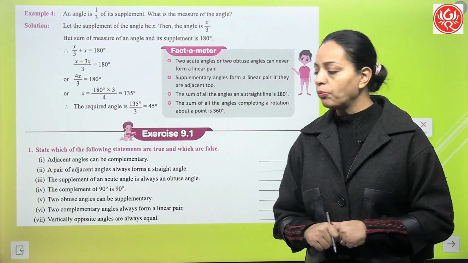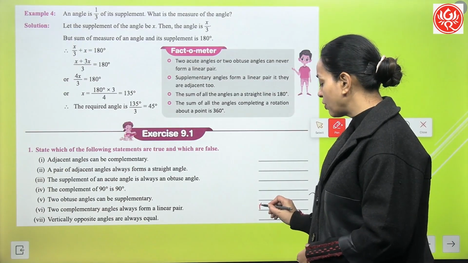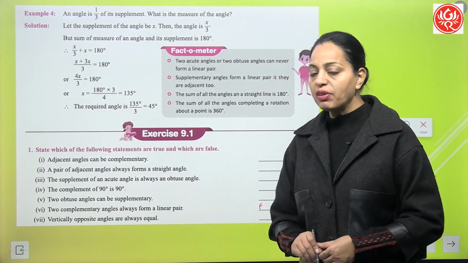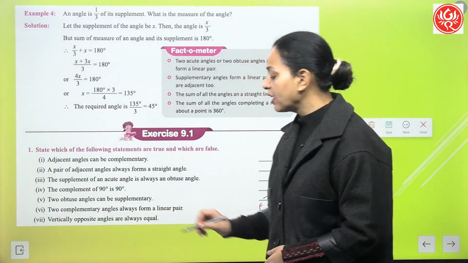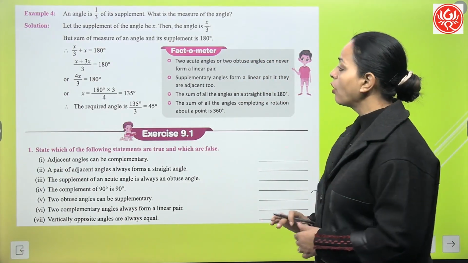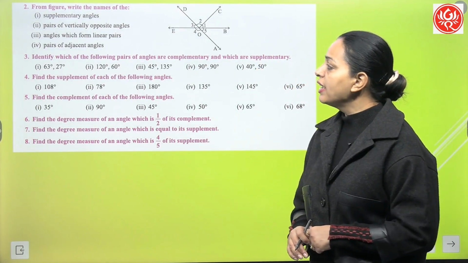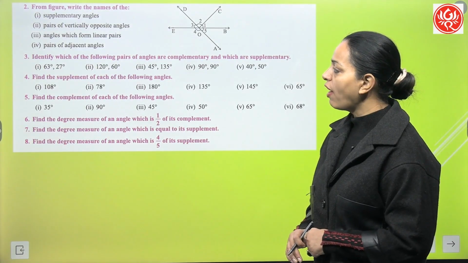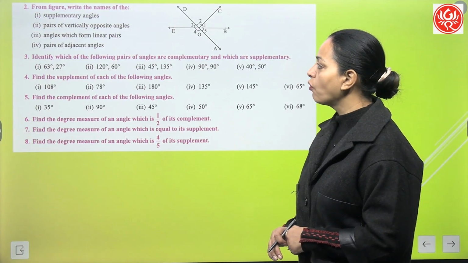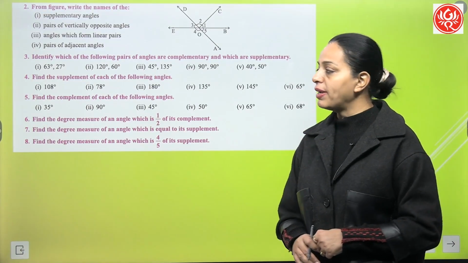The sixth one, two complementary angles always form a linear pair. No, this is false. Okay. Then the seventh one, vertically opposite angles are always equal. Yes, this is true. Now come to more questions. Like the second question, you can try this one. Now the third question, identify which of the following pairs of angles are complementary and which are supplementary.